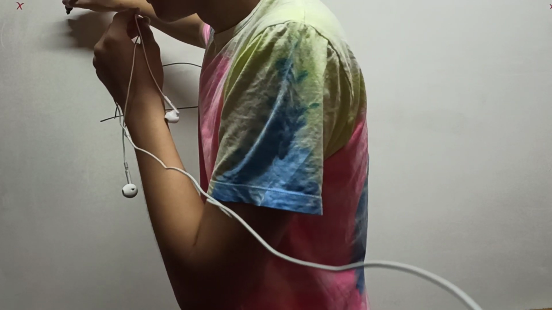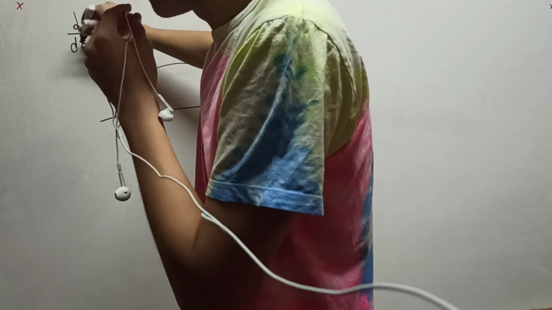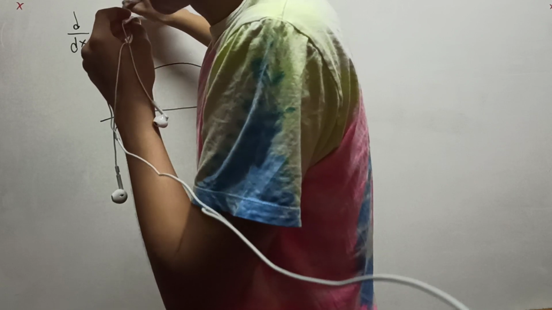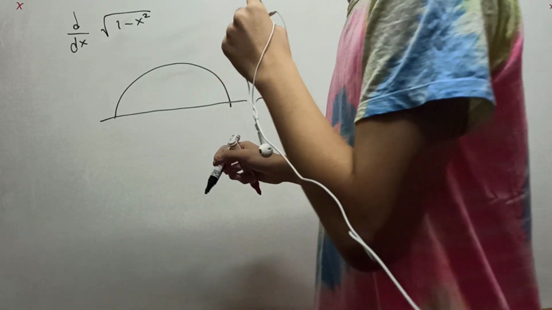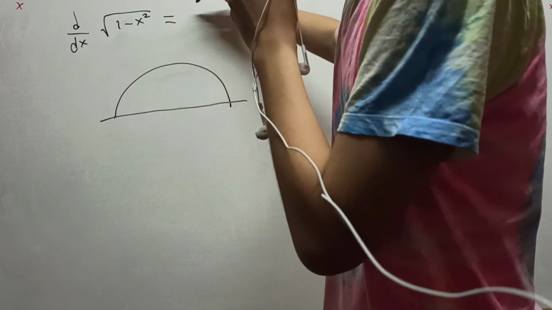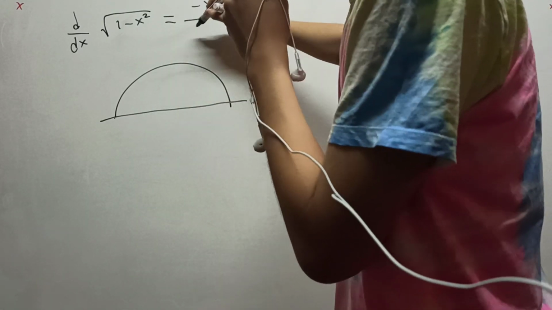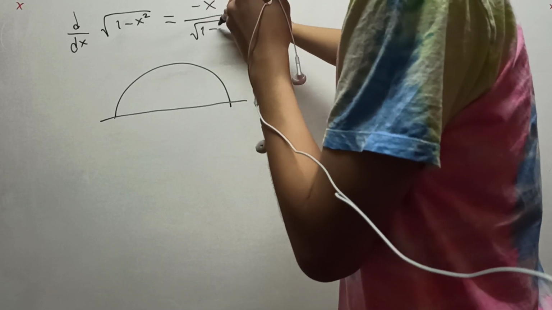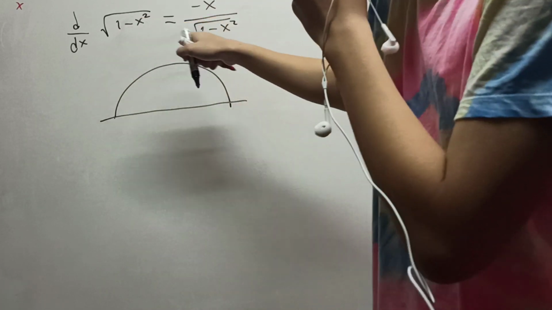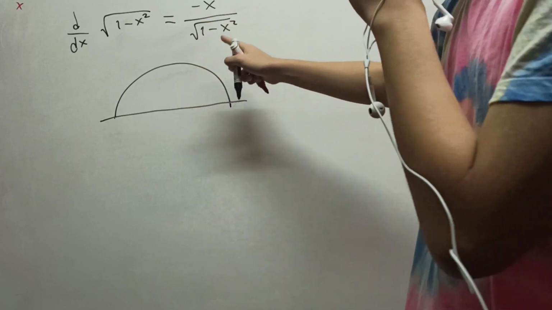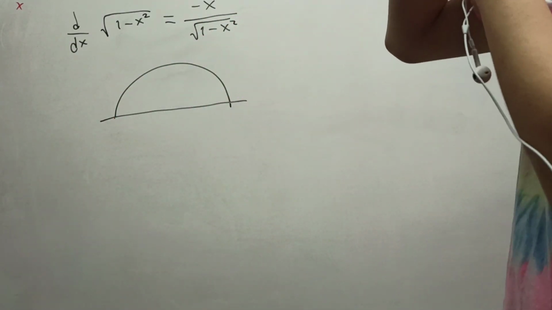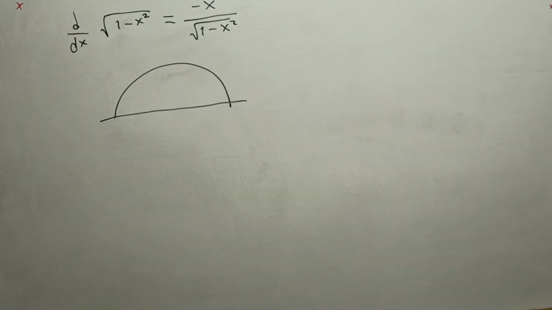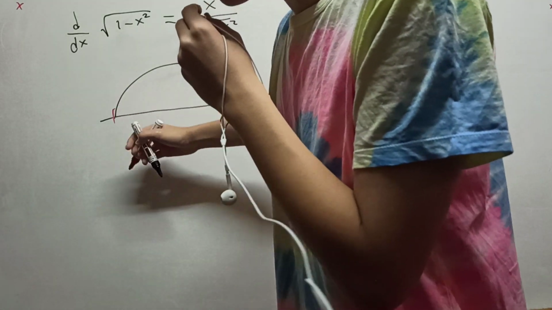Now I'm just going to write here. We're going to be differentiating half of the unit circle. Now this, I already worked it out. It's equal to minus x over the thing itself. So if you just think about the derivative of the unit circle, you know, what we learned from calculus 1?